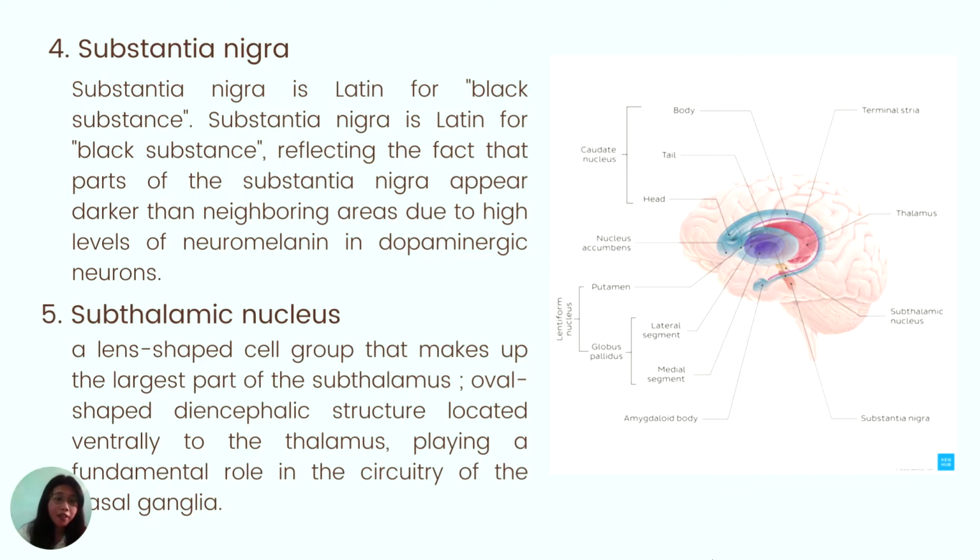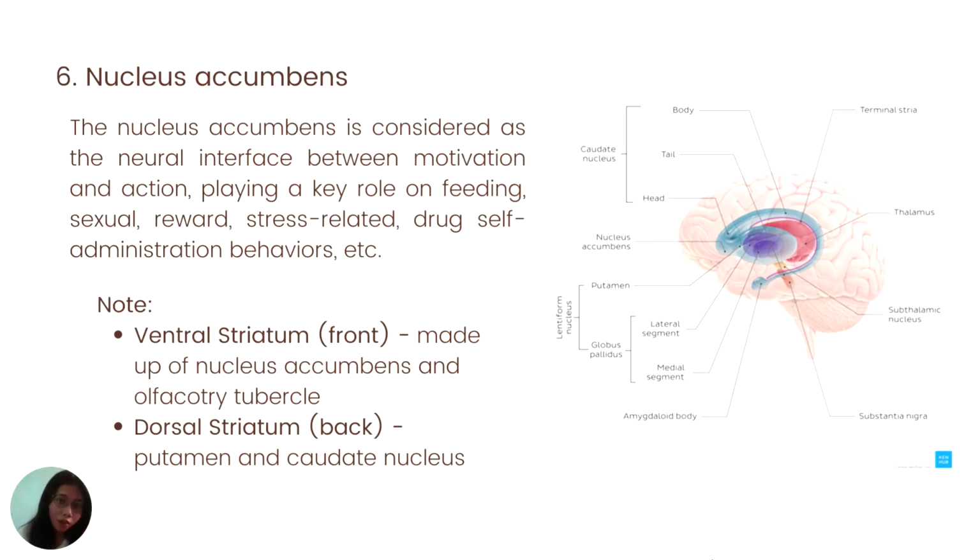So, another part is the subthalamic nucleus. So, the subthalamic nucleus is a lens-shaped cell group that makes up the largest part of the subthalamus. So, it is oval-shaped, diencephalic structure located ventrally to the thalamus, playing a fundamental role in the circuitry of the basal ganglia. So the last part is the nucleus accumbens.